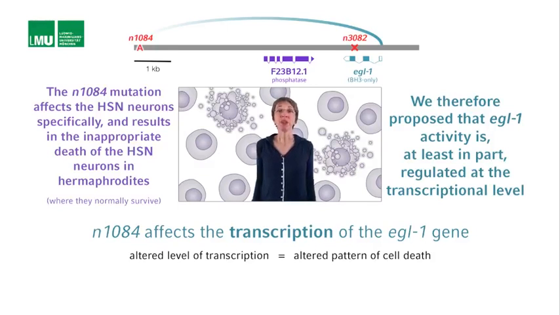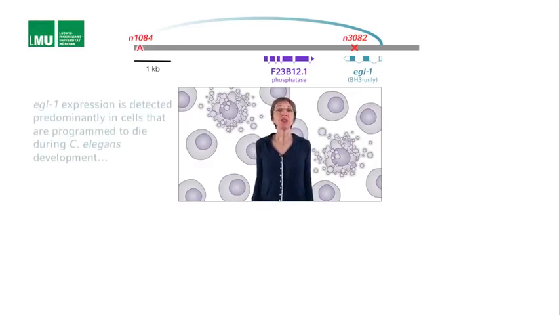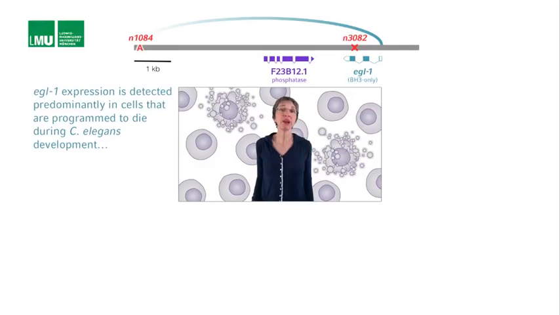This was subsequently confirmed with an AGO1 reporter. AGO1 expression is detected predominantly in cells that are programmed to die during C. elegans development. Therefore, the synthesis of AGO1 protein is regulated.